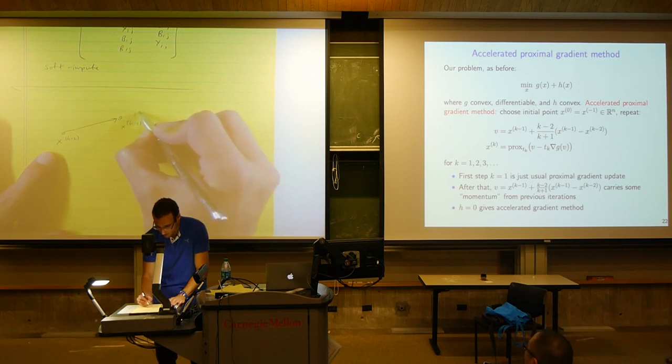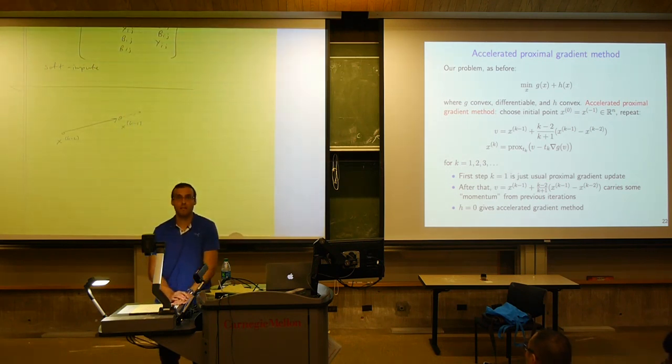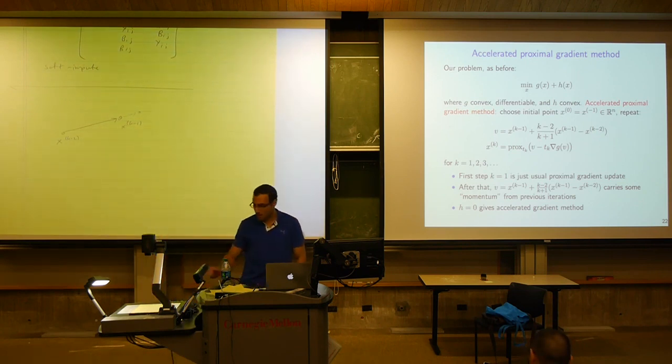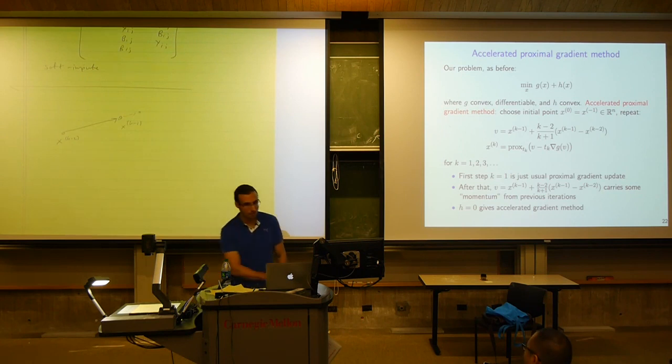Now we evaluate the gradient here, instead of evaluating the gradient there. And we take a gradient step with respect to this point, which we're calling v. So I take xk minus 1, I add on some multiple, and in fact, this is a prescription that will give us nice convergence: k minus 2 over k plus 1 times the direction pointing from xk minus 2 to xk minus 1. Then I take a gradient step with respect to g at that point v, and I apply the prox operator. Repeat that over and over again.